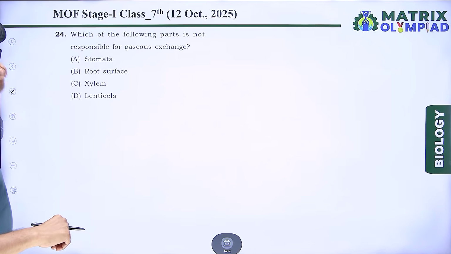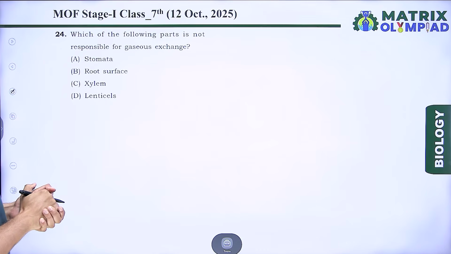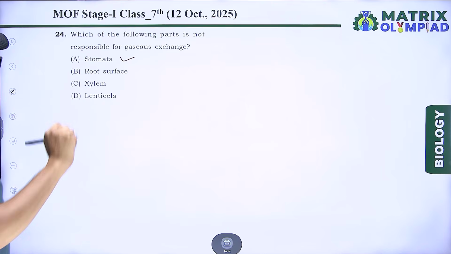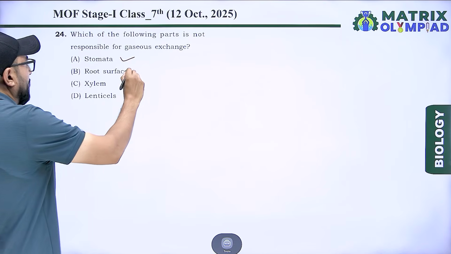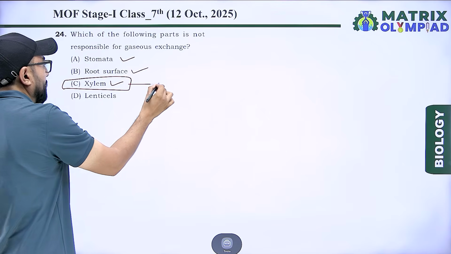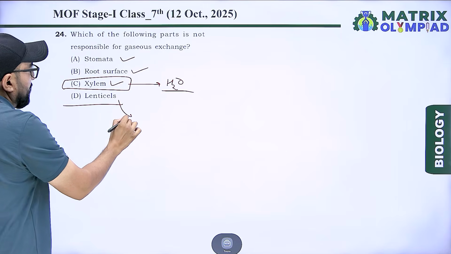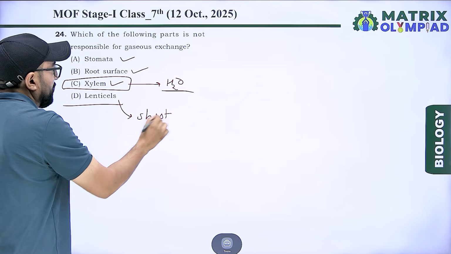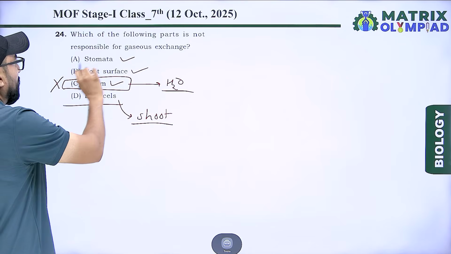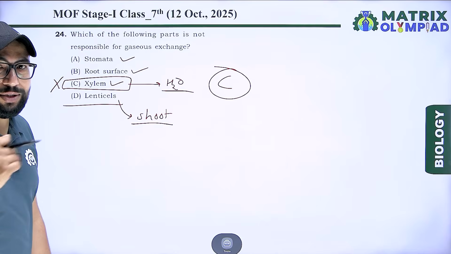Next, which of the following parts is not responsible for gas exchange? Stomata help in gas exchange. Root surface helps in gas exchange. Xylem helps in water and mineral transportation. Lenticels are present at the surface of the shoot for gas exchange, but xylem is not. So according to the question, option C is the right answer.